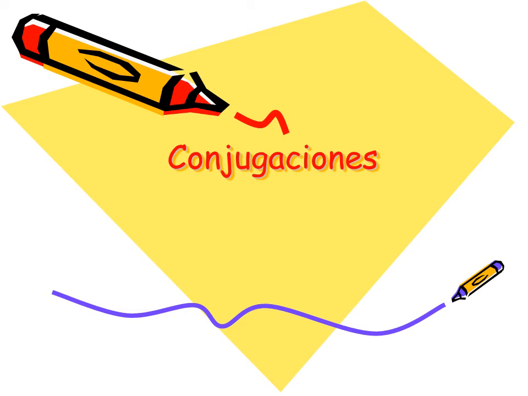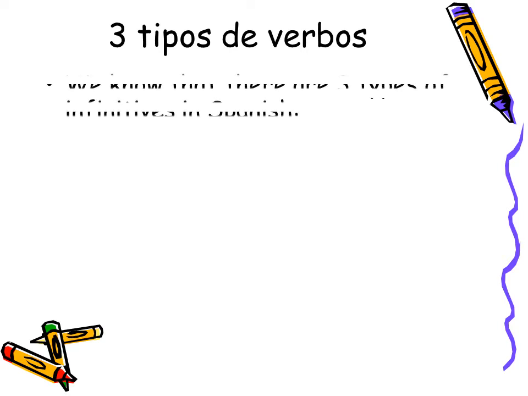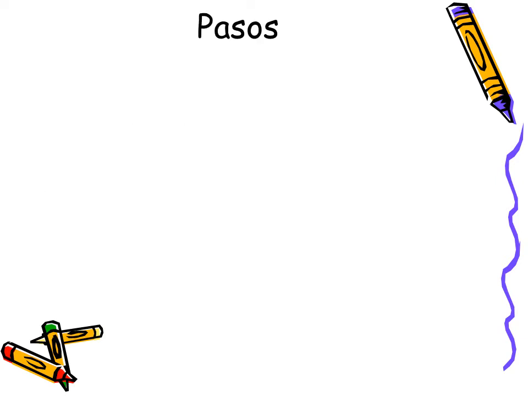So today we're going to start talking again about conjugations, and this is something we've been practicing in the classroom already. We already know that there are three types of verbs: AR verbs, ER verbs, and IR verbs, and this is something we've been going over for a long time. We've learned how to conjugate AR verbs, right? So we're just going to go over the steps again.